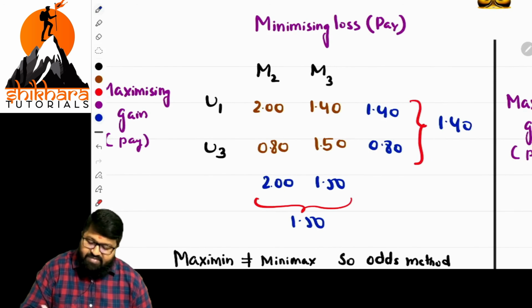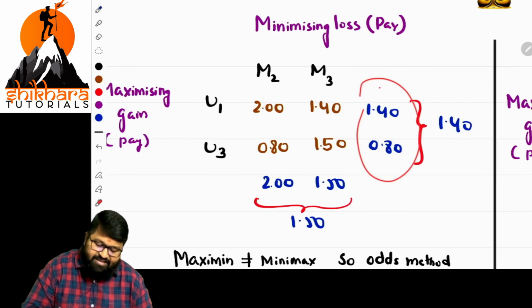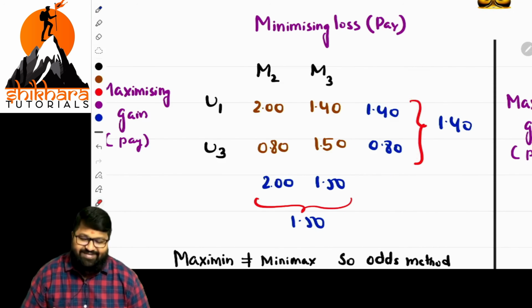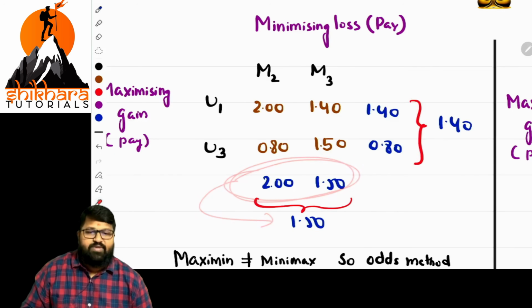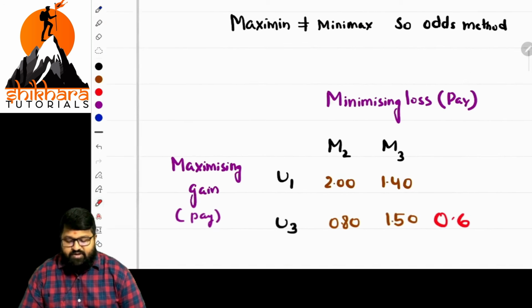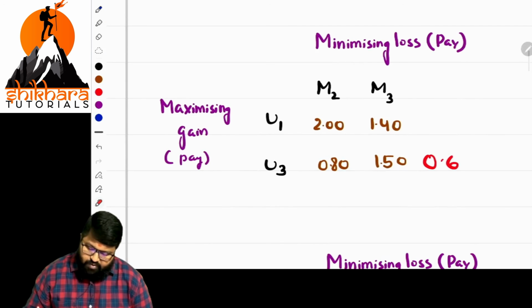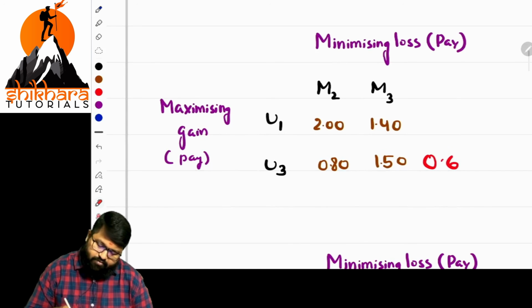Maximin. From the minimum values, we have taken the maximum value. And here, from the maximum values, we have taken the minimum value. Is it clear? So, odds method. In the case of odds method, it is just 0.6, not required.